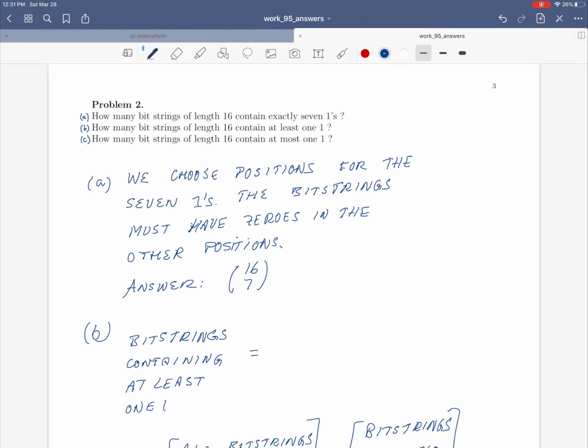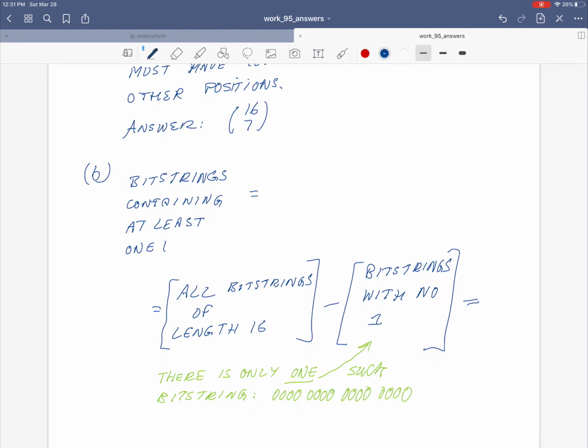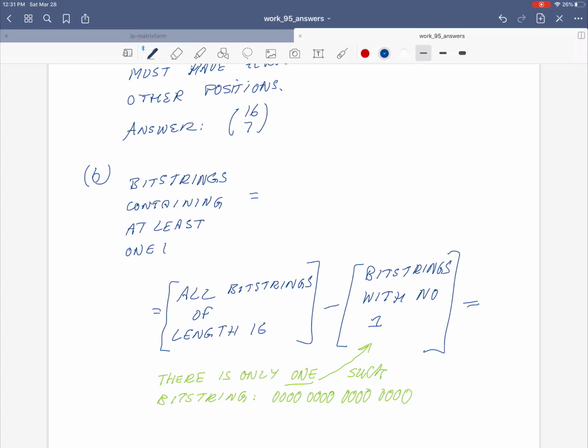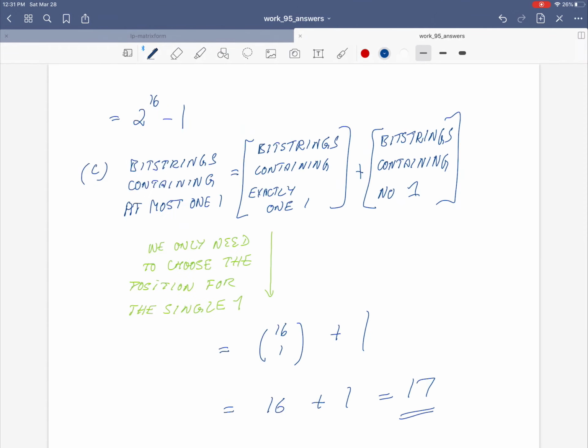Part B, how many bit strings of length 16 contain at least 1 one? So we will use the difference rule. Bit strings containing at least 1 one are all the bit strings minus the bit strings containing no 1. And notice that there is only one bit string containing no digit 1. That's the all-0 bit string. So we get 2 to the 16 minus 1.